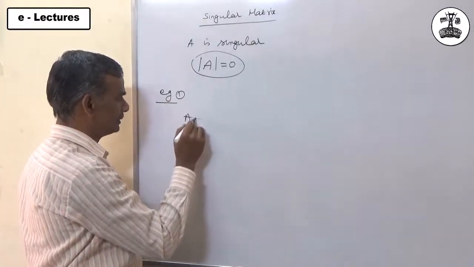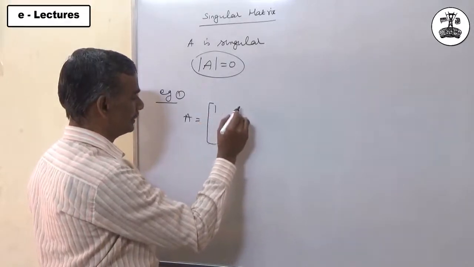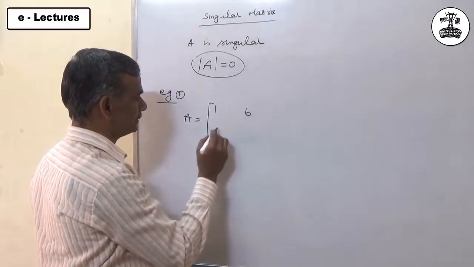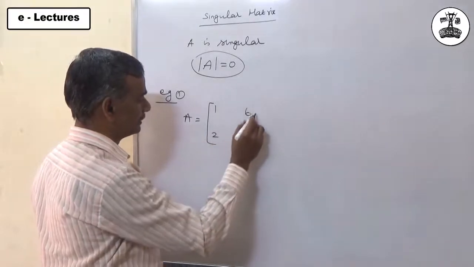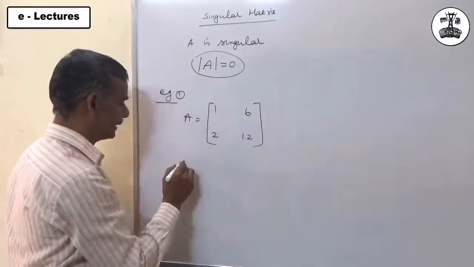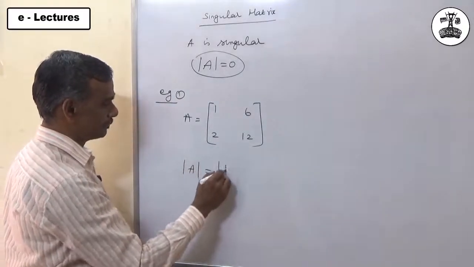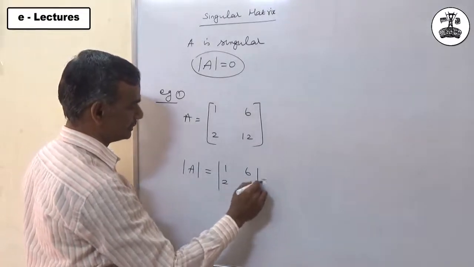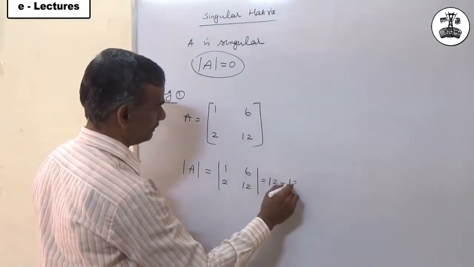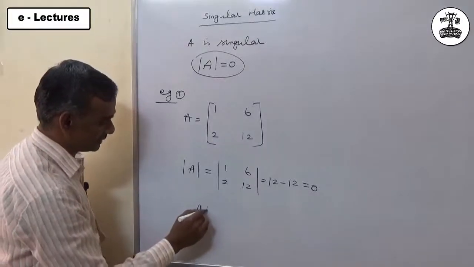For example, A is equal to 1, 6, 2, 12. So determinant A is equal to determinant 1, 6, 2, 12. This is equal to 12 minus 12. This is equal to 0. Therefore the given matrix A is singular.